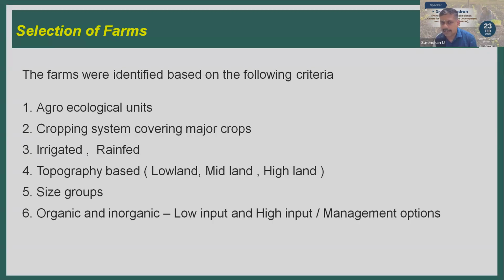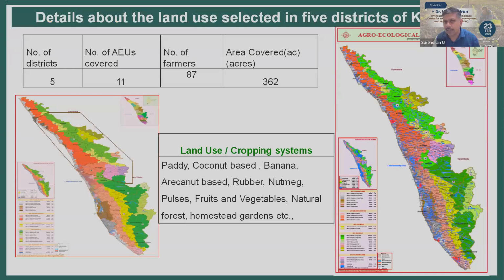One is agroecological units, then cropping systems covering major crops, irrigated as well as rain-fed, then topography-based like lowland, midland, highland, then size groups of the farmers like marginal, small, medium, and large, and the management aspects as well. So all this has been recorded in these areas.